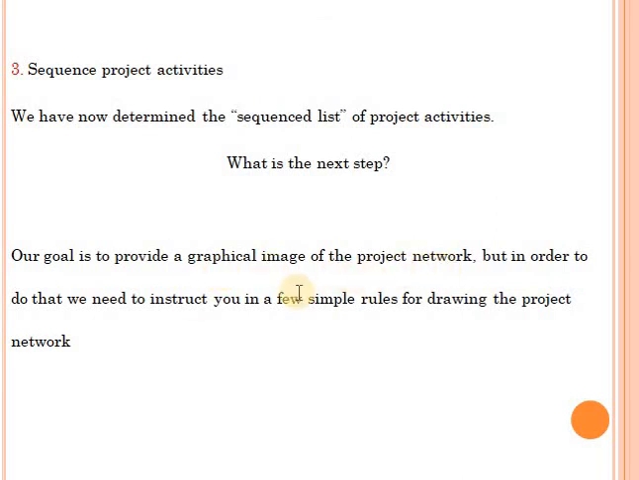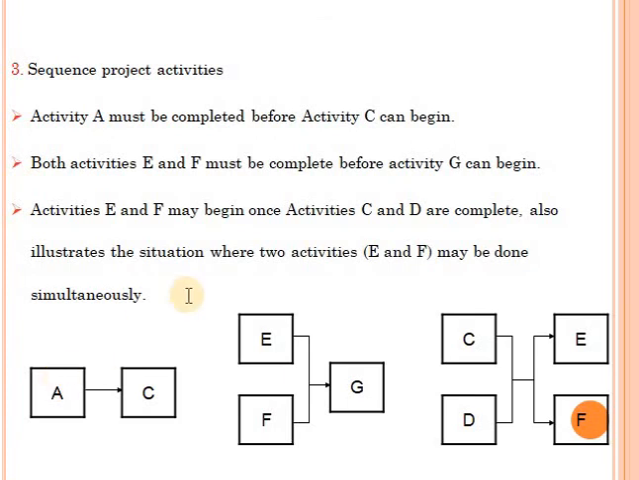Okay, but in order to do that, we must first give you the rules for drawing the network. We have some rules that we need to follow. When I say that activity A must be completed before activity C can begin, this statement can be represented graphically. So I will say that this is activity A, okay? And this is activity C. We know that A is the predecessor of C. So A comes before C. So A has to be completed before I can begin with activity C. So this is how I represent this relationship, okay?